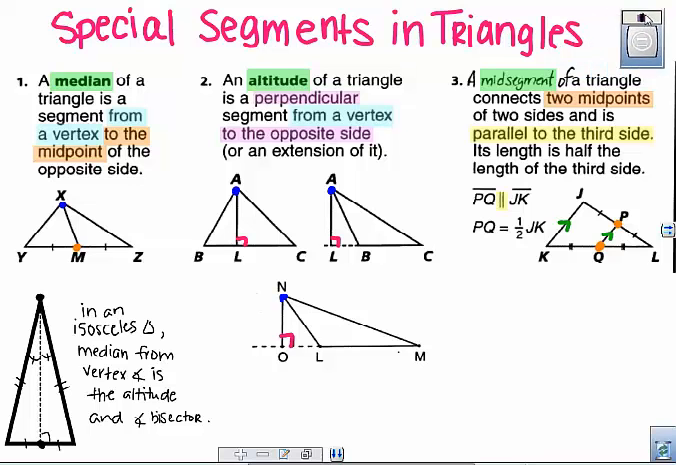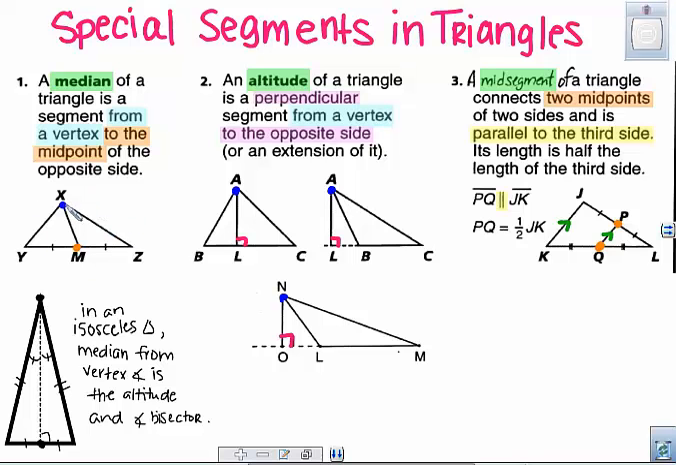Alright, we're talking about special segments in triangles. There's 3 that you need to get written down and that we're going to be practicing. They are median, altitude, and mid-segment. As you can see here, it says that the median of a triangle is the segment from a vertex to the midpoint of the opposite side. And here is an example.